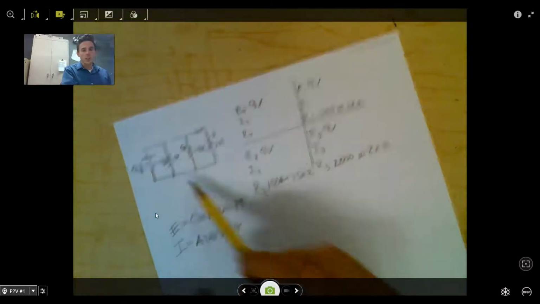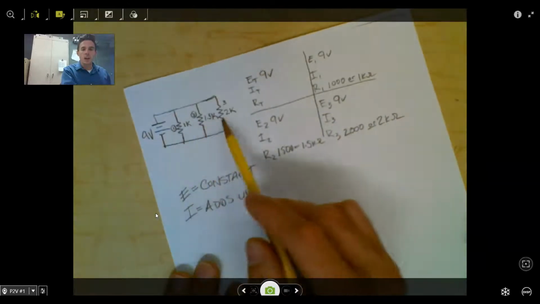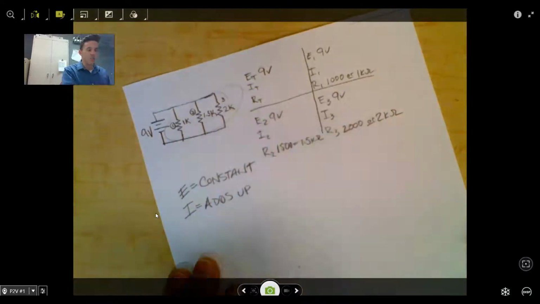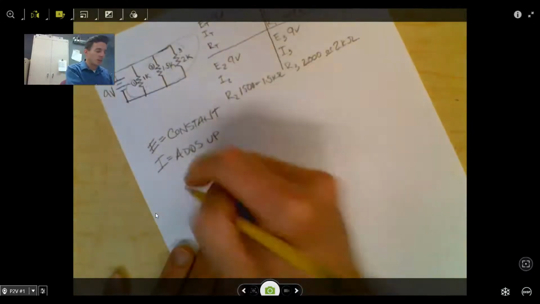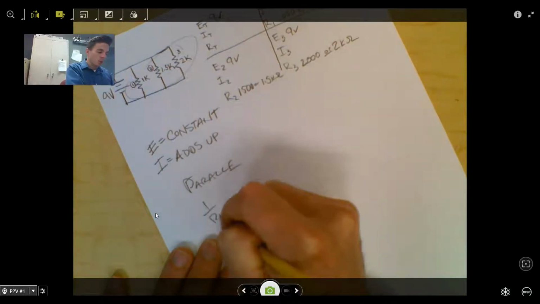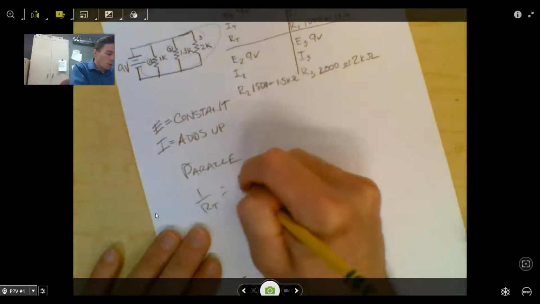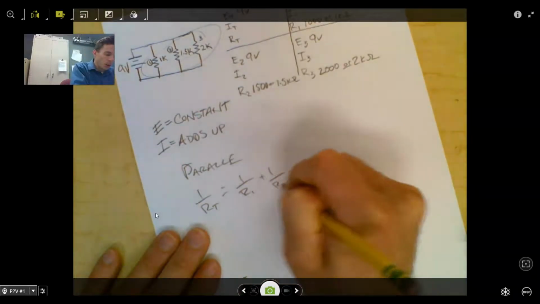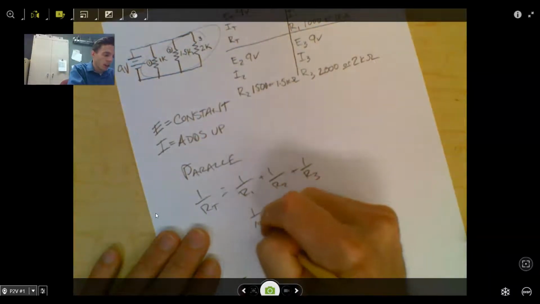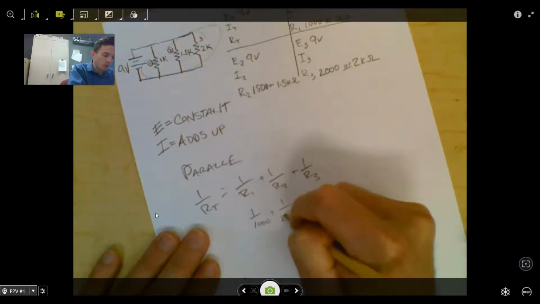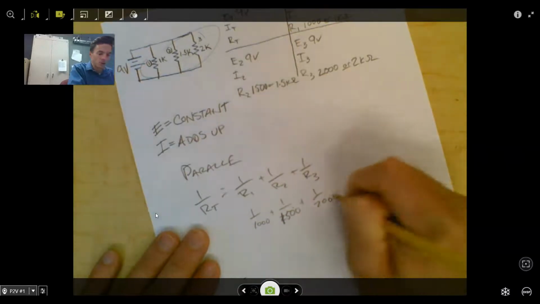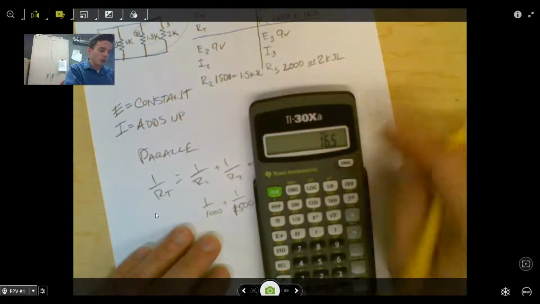So first of all, we need to go back and take a look at how we're going to go through this process of solving for a total resistance. So again, in parallel, 1 over resistance total is equal to 1 over R1 plus 1 over R2 plus 1 over R3. So we're going to say 1 over 1,000 plus 1 over 1,500 plus 1 over 2,000.